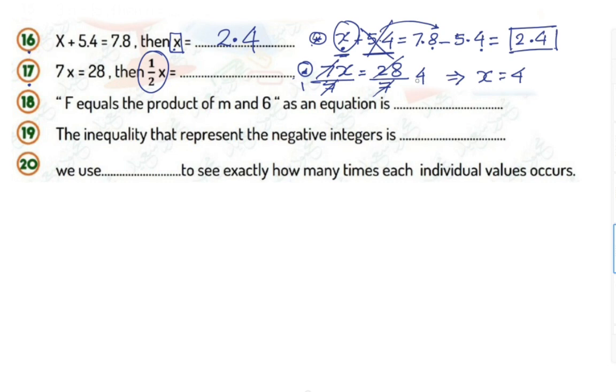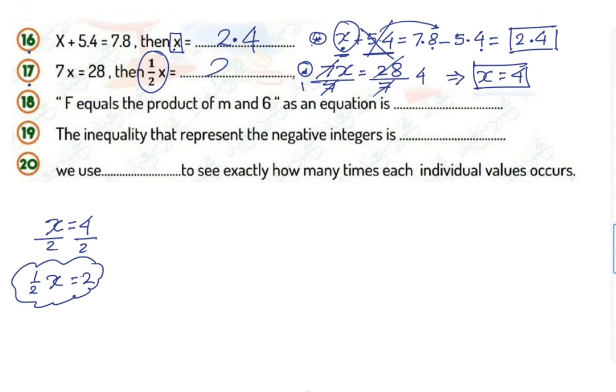1x equals 4. But he needs the value of half x. So x equals 4. To find half, divide by 2. Okay, so half x or x over 2, it's the same. Equals 4 over 2 equals 2. So half x equals 2. Go to next problem, 18.